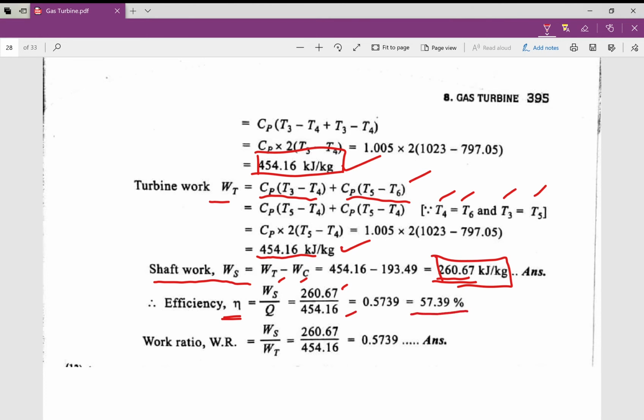57.39%. Now students, work ratio, as I told, is your net output, that is your shaft work, divided by turbine work. So both are calculated already. So this work ratio always comes out less than 1. Please remember, work ratio always should come out less than 1.